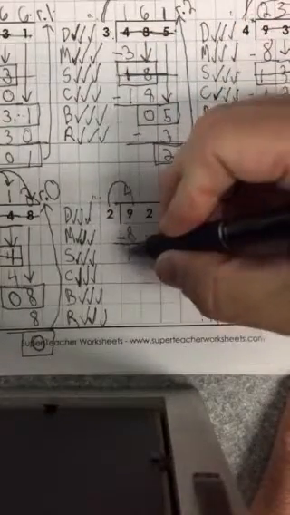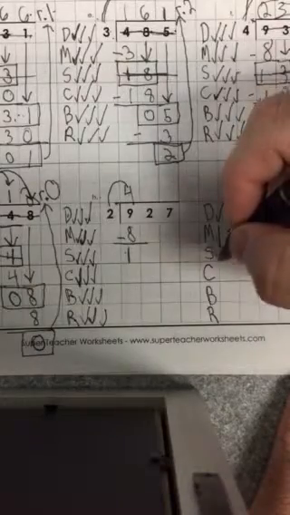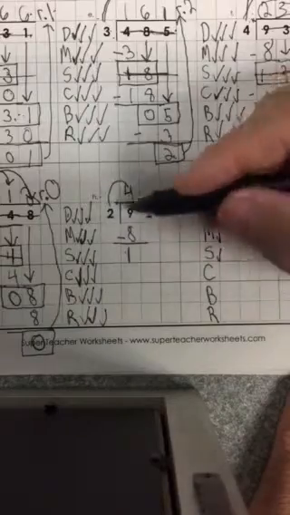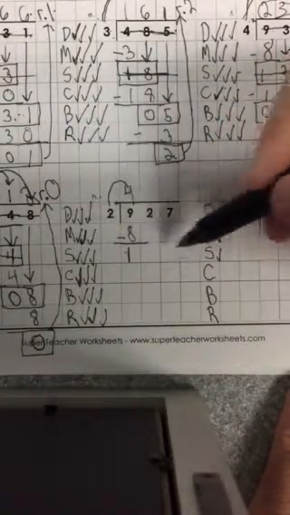9 minus 8 is 1. So I've multiplied, I've subtracted, and now I check. 1 is less than 2. My kings are happy because it's bigger than the one. I can't share out any of my Smarties.